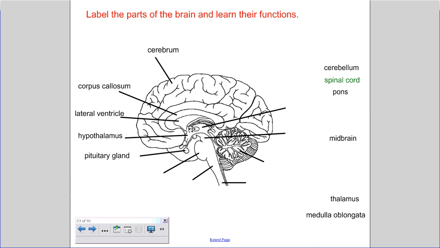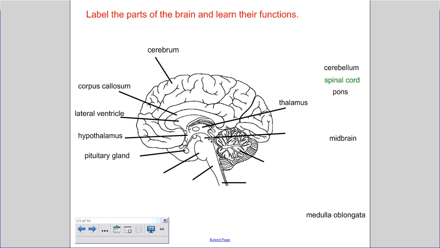So if we follow this from here and we go upwards, this part here, which is kind of above and back from it, is the thalamus. Okay, so the thalamus is a relay station, kind of. It helps to sort sensory and motor information as it's passing through the brain.